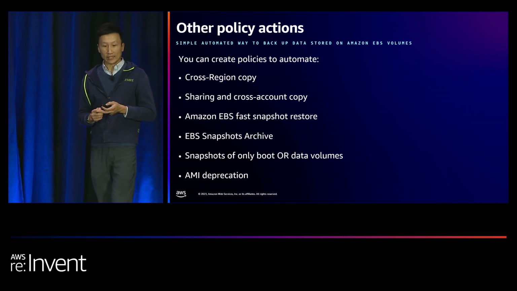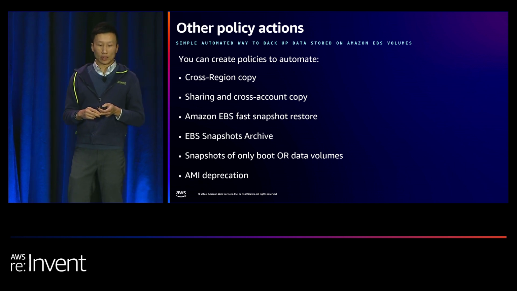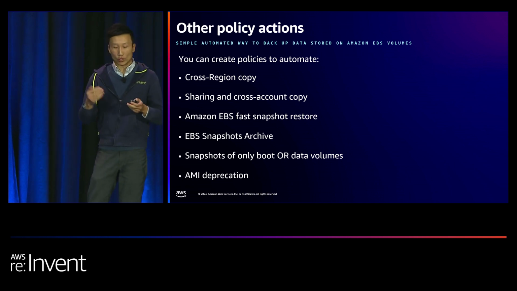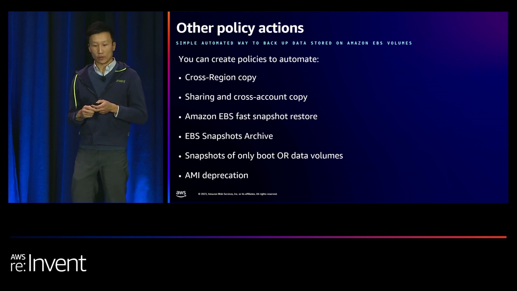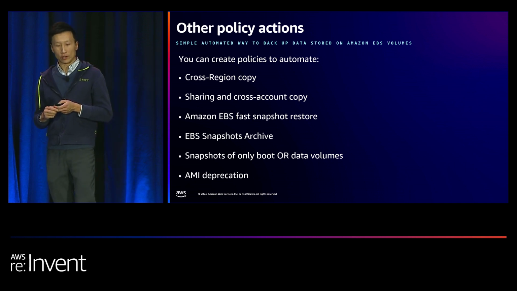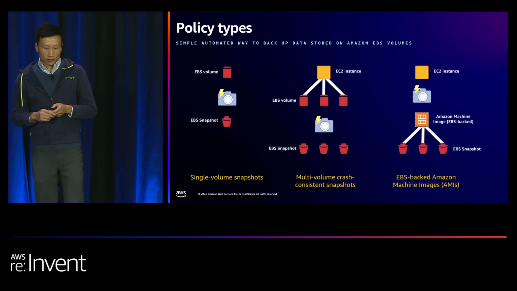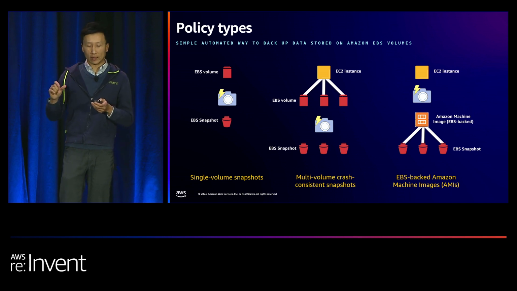You can automatically share that with a different account. You can automatically move it to a storage tier, EBS Snapshots Archive tier, which I'll talk about a little bit later on. And of course, you can also exclude the boot or data volumes for the multi-volume crash consistent snapshots. So there are three main policy types, and this is similar to the way customers create snapshots, right?